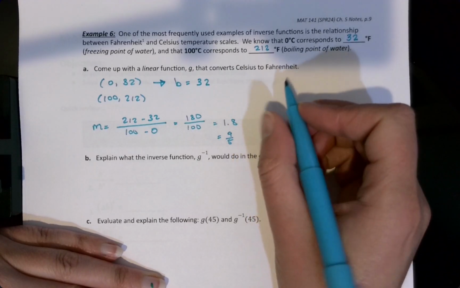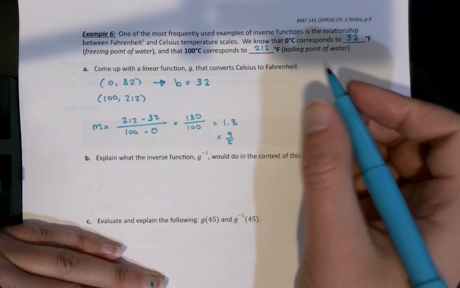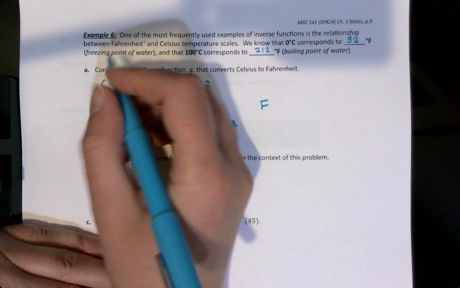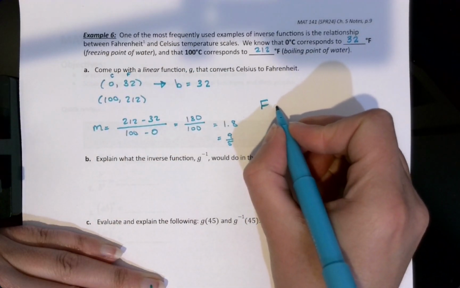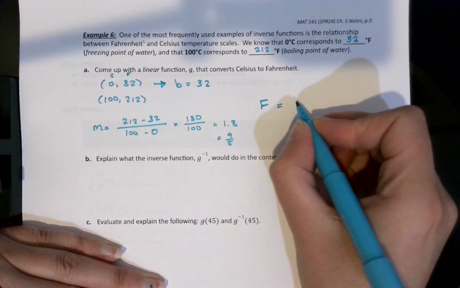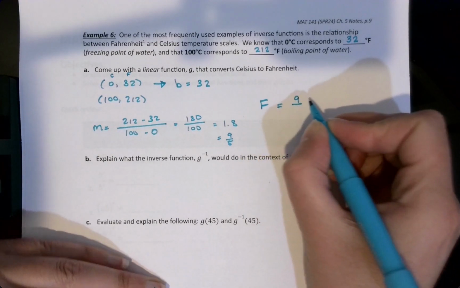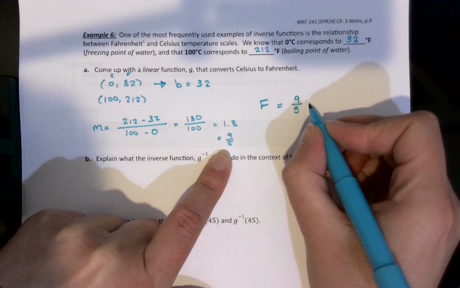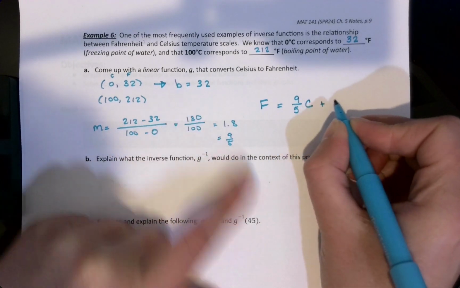So the equation that converts Celsius into Fahrenheit will be, the output value is the Fahrenheit, so I'm going to call it F. So my inputs are C's, my outputs are F's. So F equals slope of, I'll use the fraction notation, doesn't matter right here, 1.8 or 9/5, times the input, which is C, plus 32.